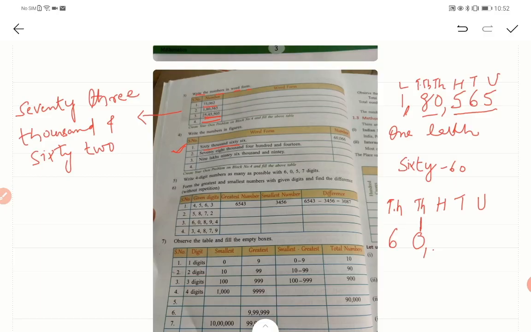Okay, 66. 66 is in the tens place. So your number is 60,066. Like this, if you have any doubt anytime, just go to your place values. Give the place values for that number and just write it. Okay, now let's do one more.